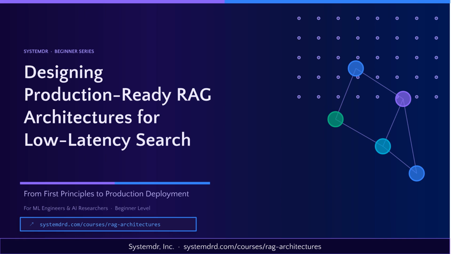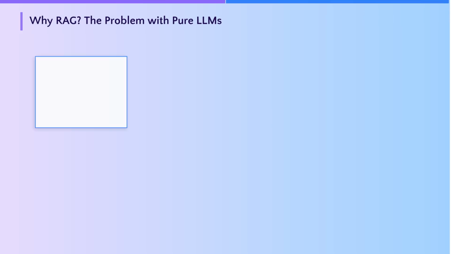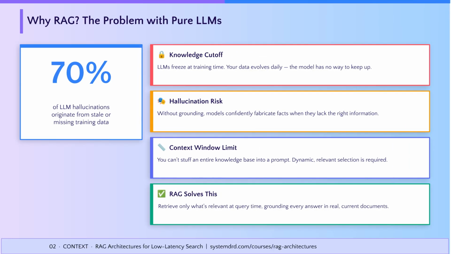Keep in mind that for major AI companies, the retrieval layer, not the large language model, is often the performance bottleneck. RAG was created to solve three fundamental problems with pure large language models. First, LLMs have a knowledge cutoff since their training data is static. Second, this leads to hallucination risks when they lack current information. Third, the context window limit means you can't feed an entire knowledge base to the model. RAG solves this by retrieving only the relevant current documents at query time, grounding every answer in facts.